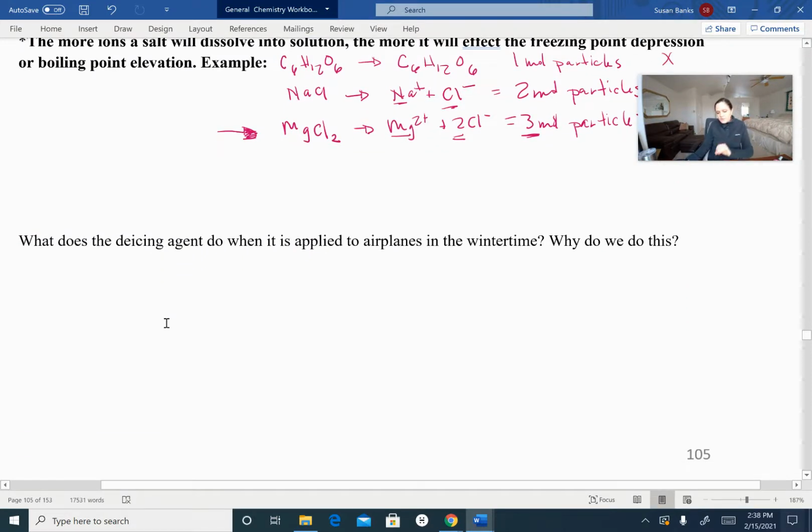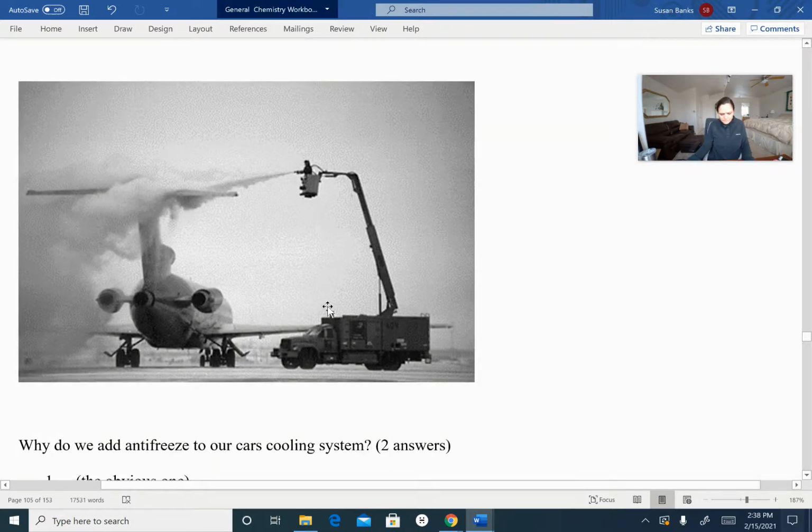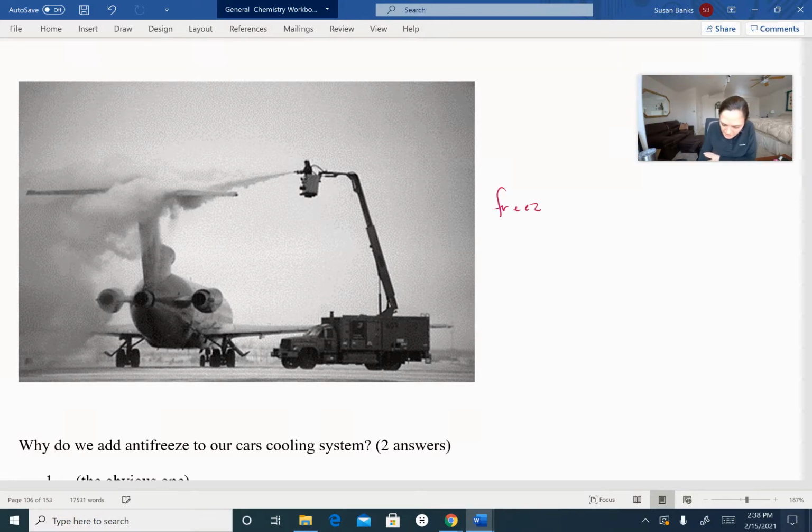If you've ever flown in the wintertime, why do we put de-icing agent on the airplanes when it's winter? Why would we want to de-ice the plane? Okay, let's look at a picture of a plane. This is a picture of a plane being sprayed down with de-icing agent. Now, this is a solution. We are using the colligative property of freezing point depression, which is decreasing that freezing point.